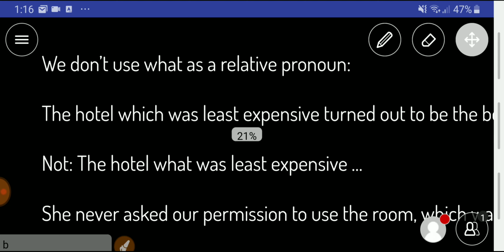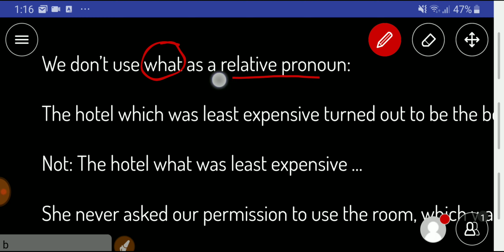Now come to the main question. Is what a relative pronoun? The answer is no. We cannot use what as a relative pronoun, right? But instead of what we use which, right? So take an example here.